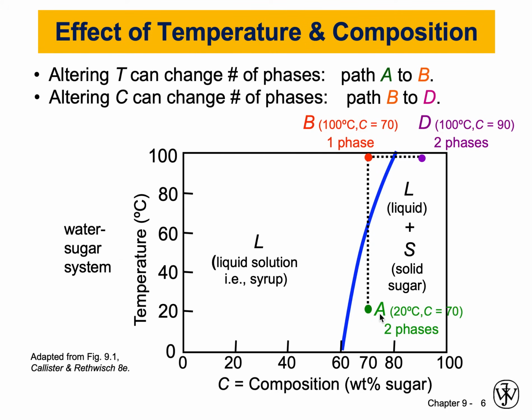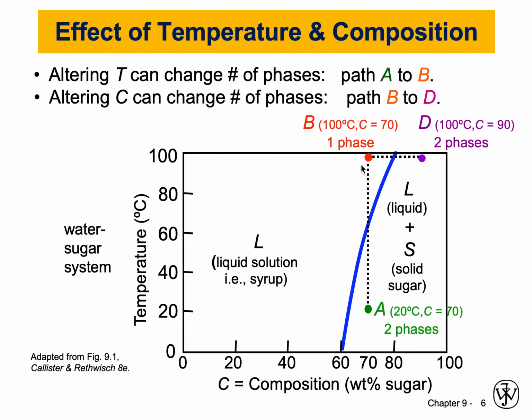So if I increase the temperature, if I heat the solution from 20 degrees Celsius to 100 degrees Celsius here, it means that I crossed the solubility limit, assuming I still have 70% sugar and 30% water. If you increase the temperature, we are moving up here. So now I am to the left of the solubility curve, which means that I have only one phase, which is just the liquid.